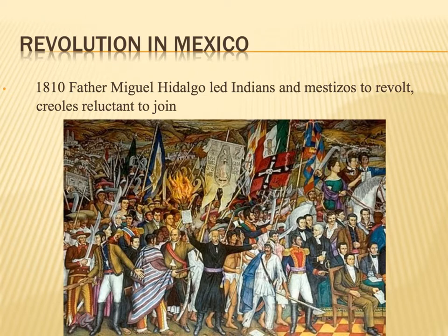And one of the reasons that this revolt probably did not really take off is that the Creoles, who became the leaders of Latin American independence, were reluctant to join. And again, that's because the Creoles really envisioned a society where they were going to maintain the social structure of Latin America, but just get rid of the Peninsulares. And so this vision of somebody like Father Hidalgo, of everyone coming together to revolt and gain independence, was not something that the Creoles were really on board with.